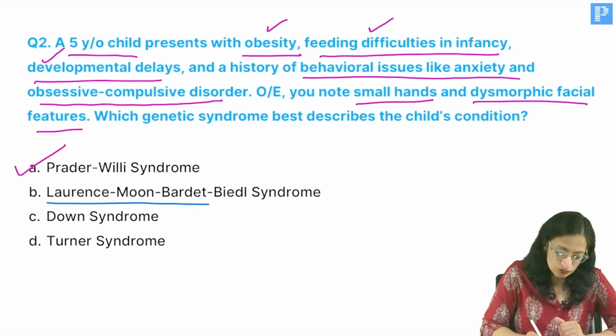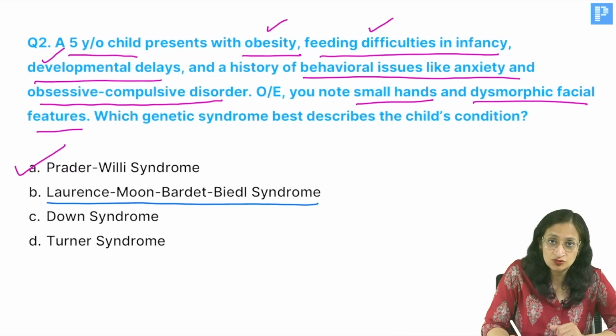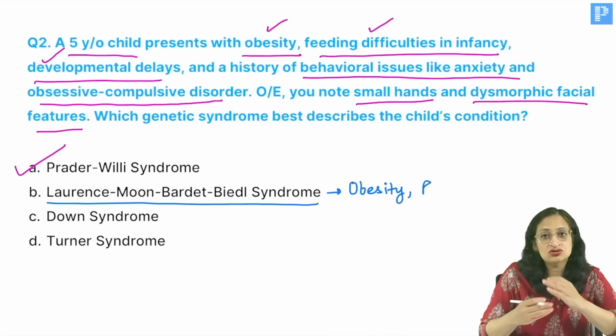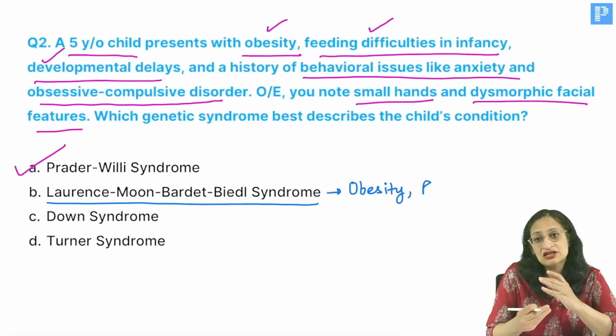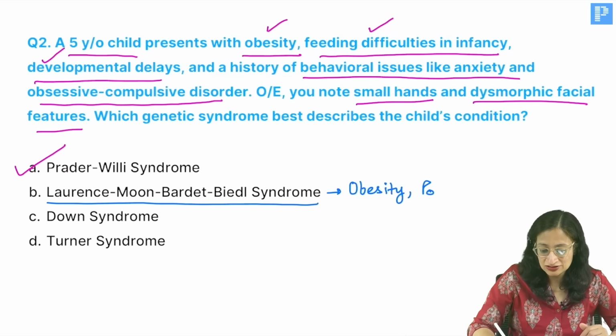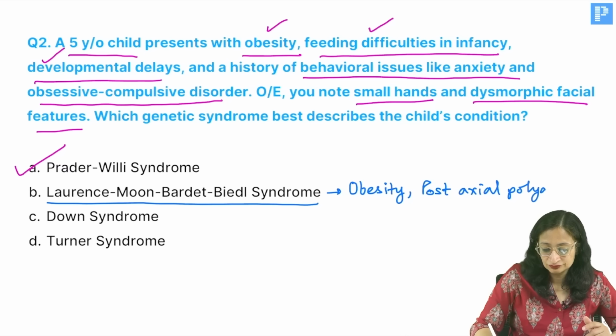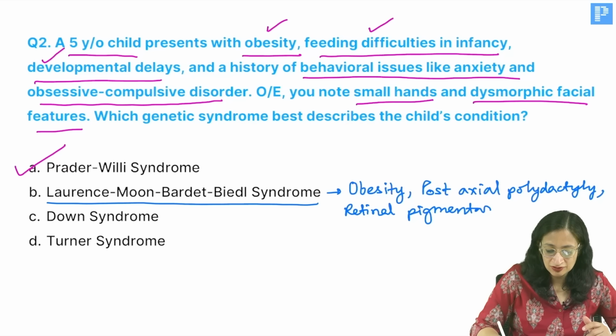Laurence-Moon-Bardet-Biedl syndrome is also a syndrome associated with obesity. There is obesity and there is polydactyly, an extra finger on the side of the little finger, called post-axial polydactyly. It can be present in all four limbs, that means both the upper limbs and both the lower limbs. There are also retinal pigmentary changes.